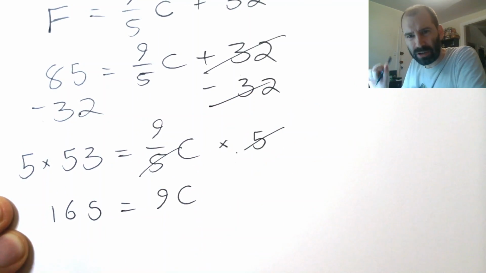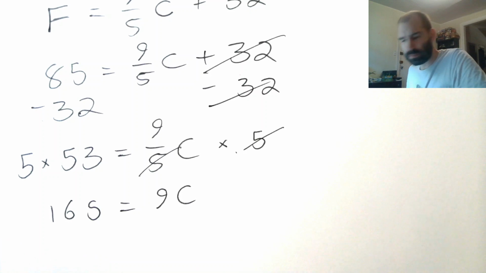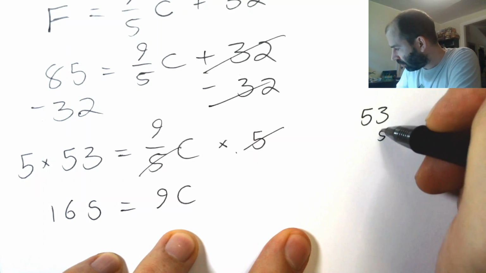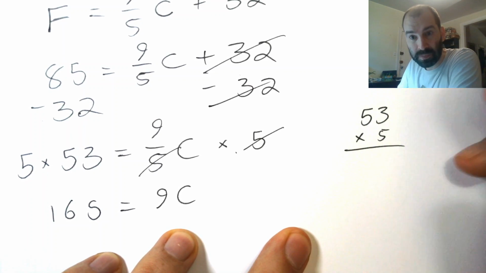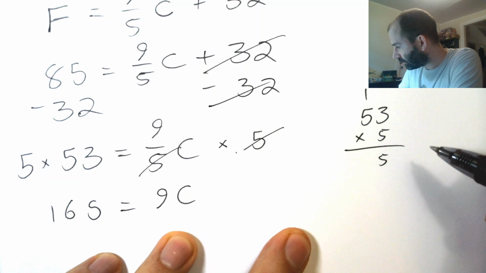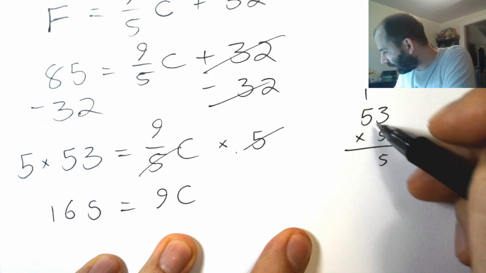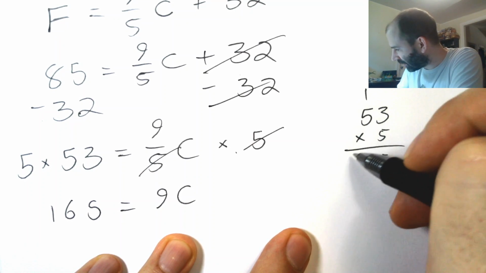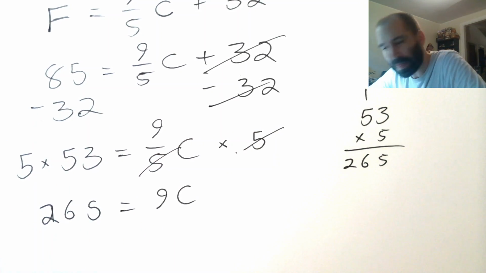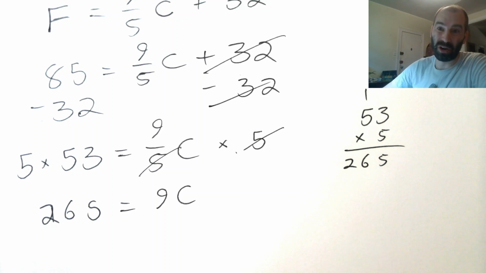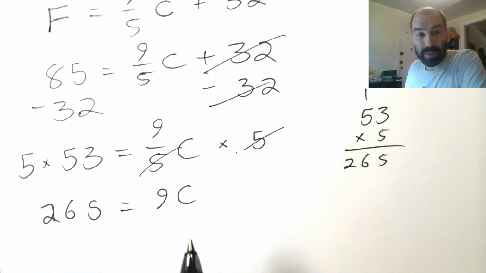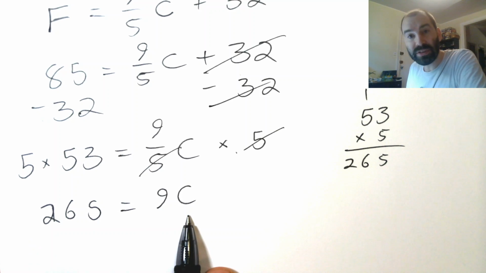If you have to think about that a little longer, don't worry about it. You might have to go off to the side and do a little bit of long multiplication, right? So 3 times 5 is 15. 5 times 5 is 25. Looks like I got it wrong. Okay, 265. There we go. Good thing I checked, right? Always good to work things out. So 265. So now we have this equation.